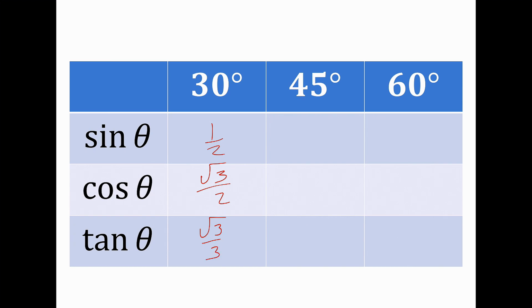The sine of 45 degrees, skipping over the 60, we'll come back to that one in a second, is square root of 2 over 2. The cosine is also the square root of 2 over 2. The tangent, we found, was just 1. The sine of 60 degrees was the square root of 3 over 2. The cosine of 60 degrees, 1/2. The tangent of 60 degrees, square root of 3.